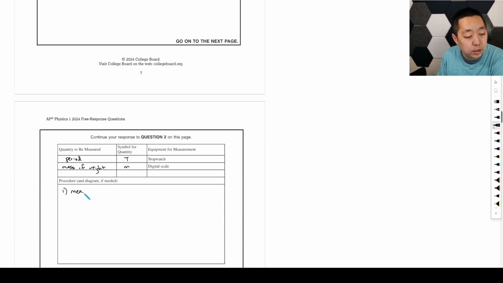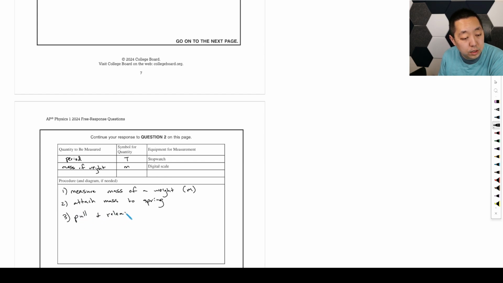So step one, we're going to measure the mass of a cylinder, a weight, call it m. Then we're going to attach the mass to the spring. We're going to pull it down and release, and start the stopwatch.